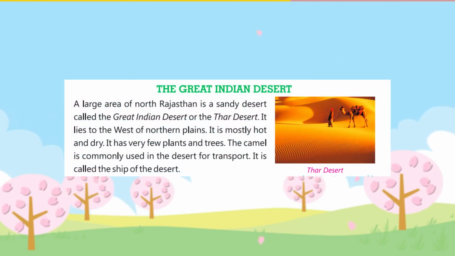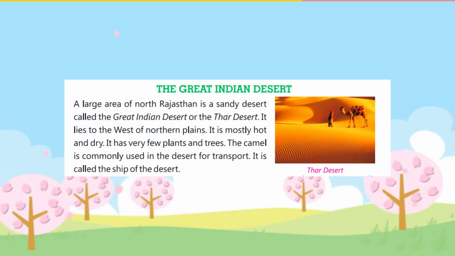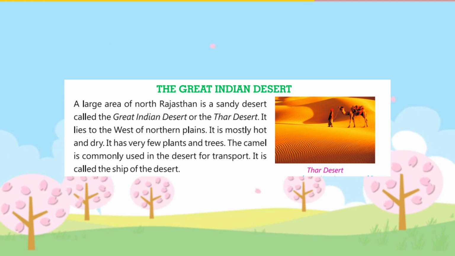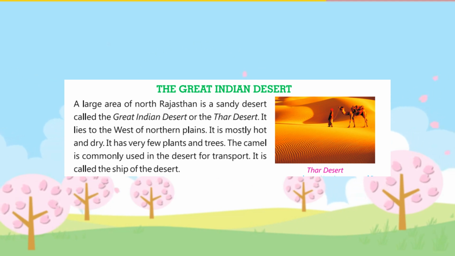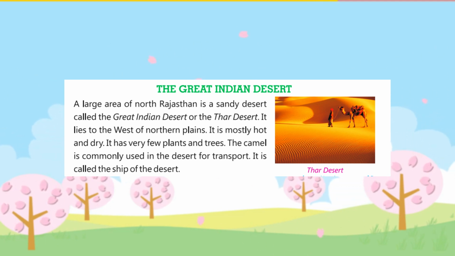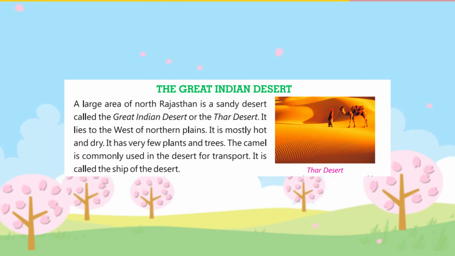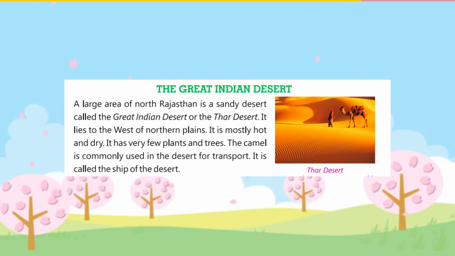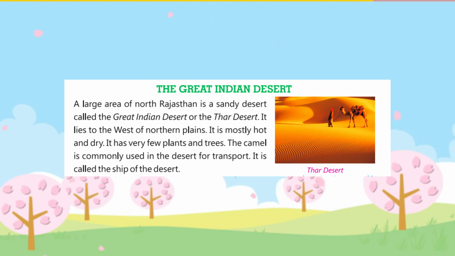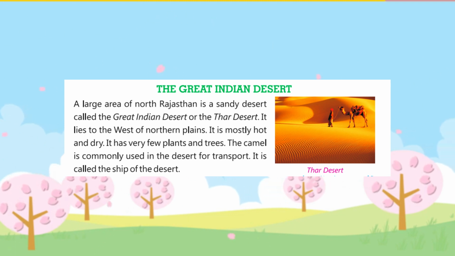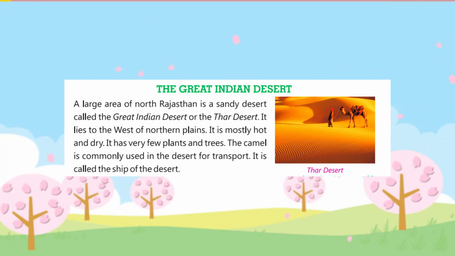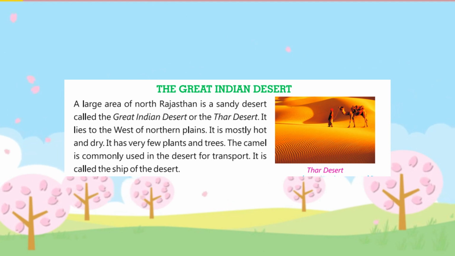The Great Indian Desert. A large area of north Rajasthan is a sandy desert called the Great Indian Desert or the Thar Desert. It lies to the west of the northern plains. It is mostly hot and dry. It has very few plants and trees. The camel is commonly used in the desert for transport. It is called the ship of the desert.